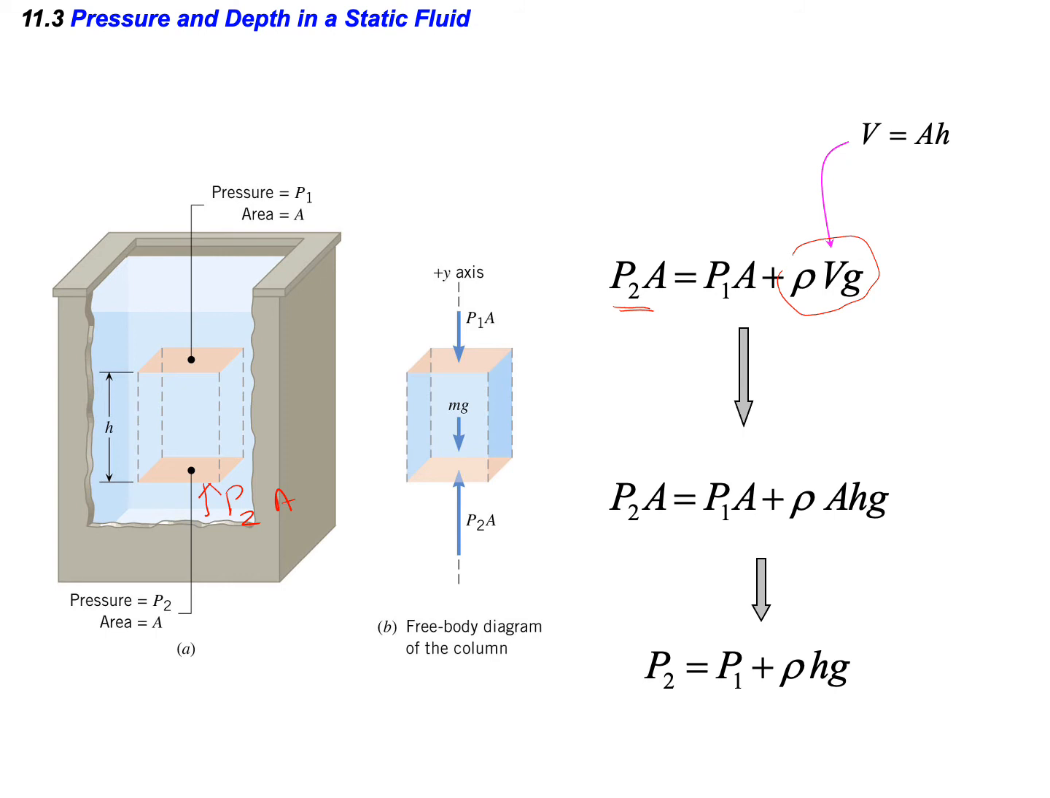So if you rewrite this equation, P2A is equal to P1A plus rho. Instead of V, we can write AH, times G. So now all three terms have A, which is common, so it cancels. Therefore, P2, the pressure from the bottom, is equal to pressure on top plus rho Hg: density of the fluid, height difference between the two points P1 and P2, and G. So in other words, the pressure difference P2 minus P1 between two points is equal to density of the fluid, height, and gravity.